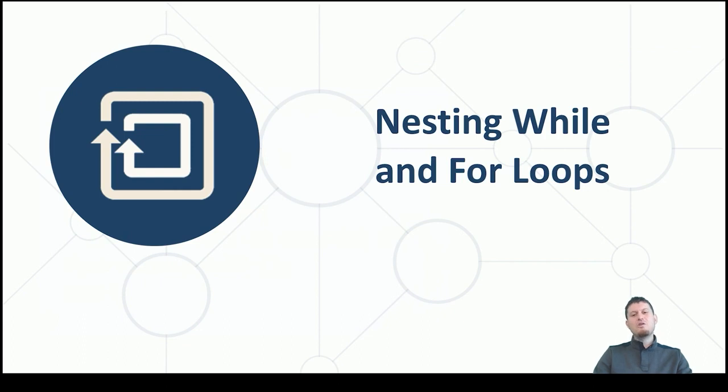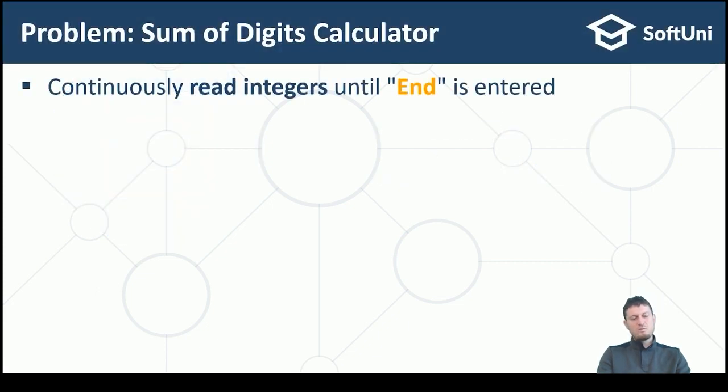Okay, let's show how we can nest while and for loops depending on what is more convenient in the current situation. So we can have a for inside a while, we can have a while loop inside a for loop, or we may have a while loop inside two nested for loops. Let's see this. We want to implement a sum of digits calculator. This program reads integers until end is entered.